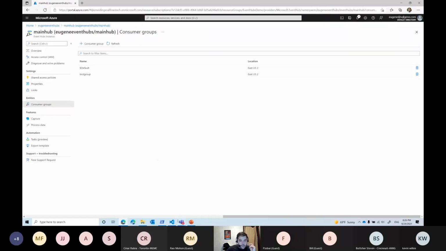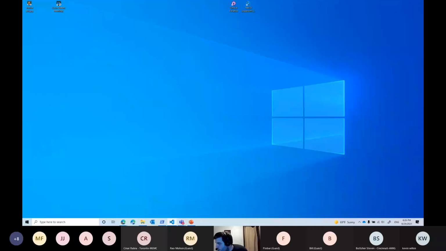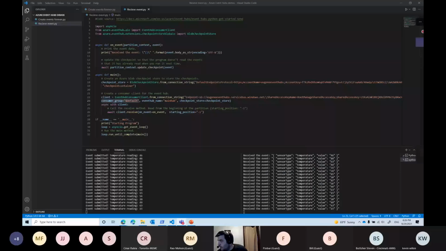And so again, if we go back to the code, we can see here that we're using the default consumer group for our receiving events piece, right? But you can imagine a situation where you want to have a different application that doesn't interfere with this. Okay, so I think that's the bulk of what I wanted to cover. I can touch on some other things, but looks like we do have a couple questions.